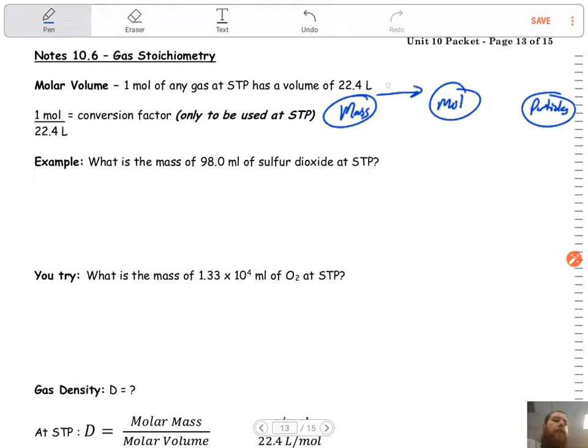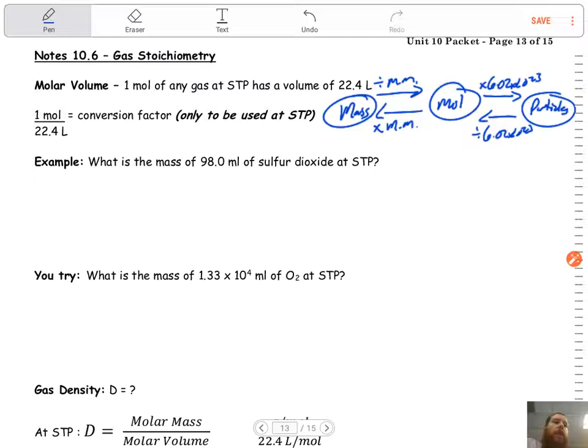If I want to go from mass to moles, I divide by my molar mass. If I want to go from moles to particles, I multiply by Avogadro's number, 6.02 times 10 to the 23rd. And we can do the opposite, go back, divide, same number. And we can also go from moles to mass using molar mass as well. We've done these, we've used them. You might feel confident, you might feel confused, whatever.